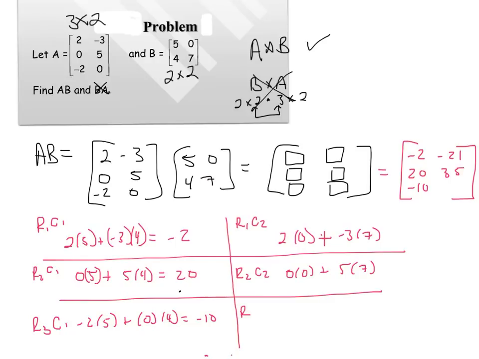Last but not least, row 3, column 2. So I'm going to go with row 3, column 2, and that gives me row 3, column 2 in my new matrix. So that gives me negative 2 times 0 plus 0 times 7. And part of this is just organization. What's nice here is we get 0 and 0, so this is my resulting matrix.